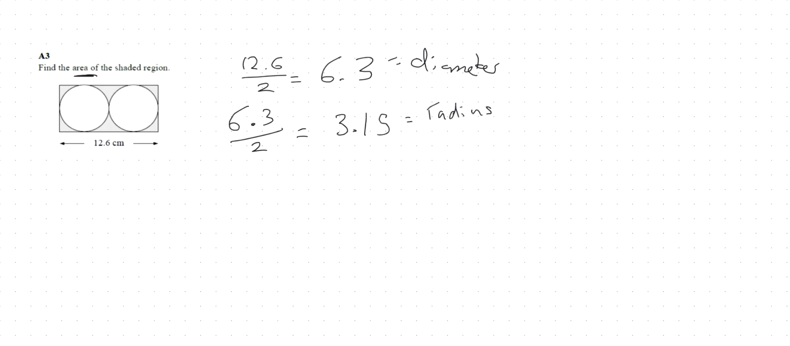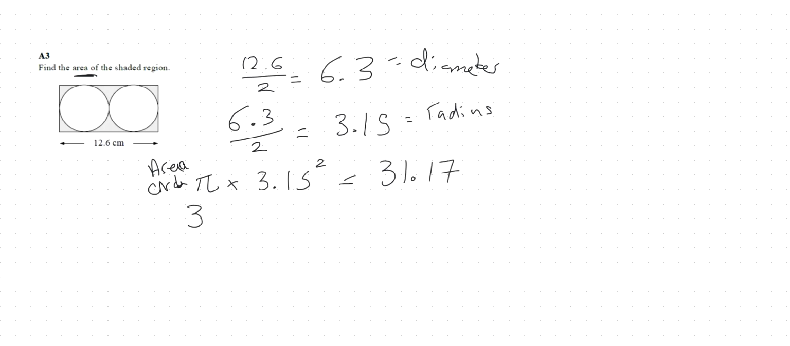I'm going to use that now. So I've got pi multiplied by 3.15 squared. Okay, and this is the area of the circle. So 3.15 squared multiplied by pi is equal to, I'm going to do it to 2dp again, 31.17. Okay, so that's what one circle's worth. I'm now going to double it because I've got two of them.